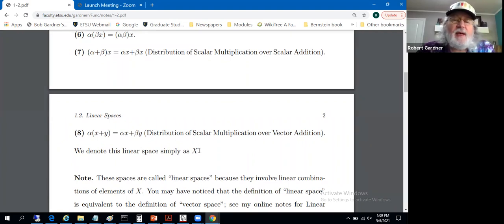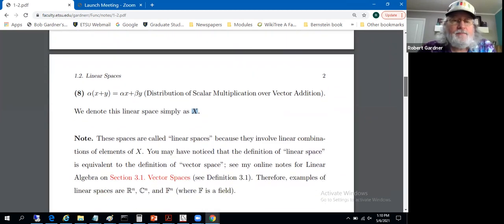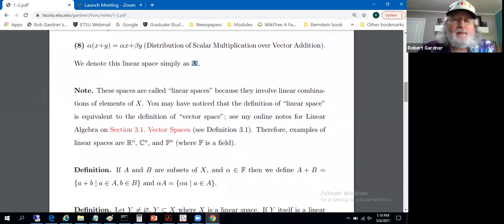We'll denote this linear space simply as X, though there's a lot of structure to it, all 8 of those properties, along with the fact that it has to come with a field of scalars. All right. These are called linear spaces because they involve linear combinations of elements of X, linear combinations of vectors. That is, we can add vectors together and multiply them by scalars. Those 2 things combined is what a linear combination is. As you know from your linear algebra experience, we'll formalize a little bit of this stuff later though.